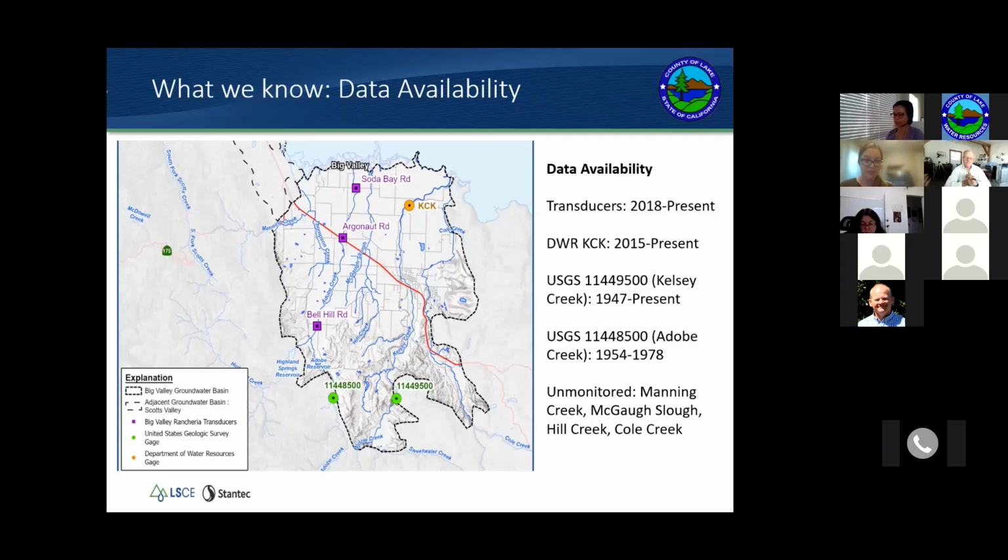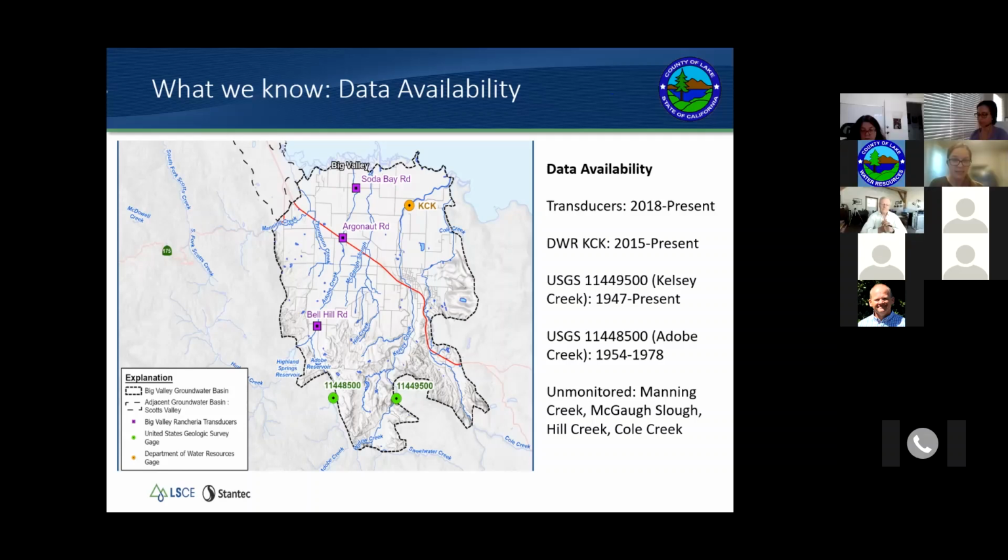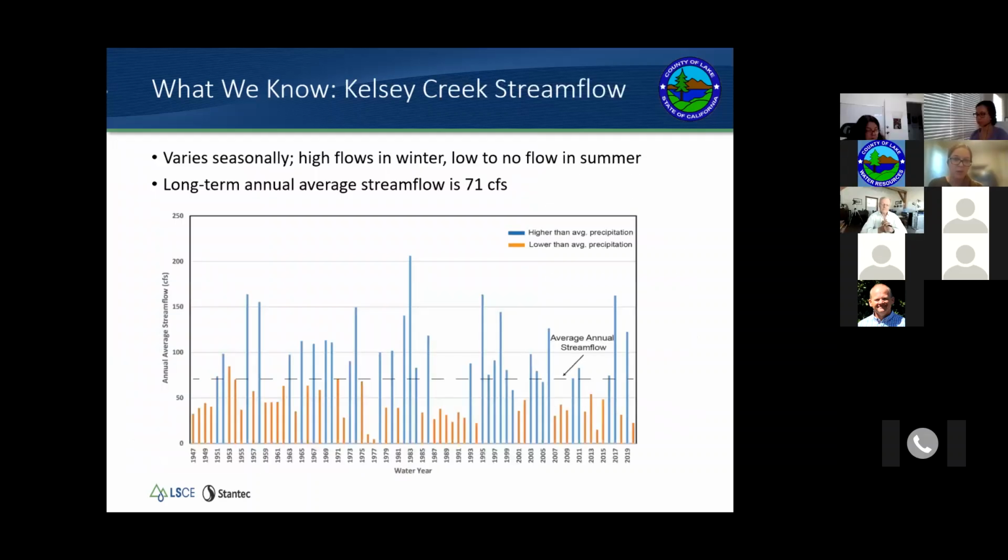So moving into the data that we do have and going on to Kelsey Creek, I'll just talk about the streamflow. Kelsey Creek varies seasonally, with high flows in the winter and low to no flows in the summer, especially as we're seeing right now in current conditions. And, you know, that upstream.